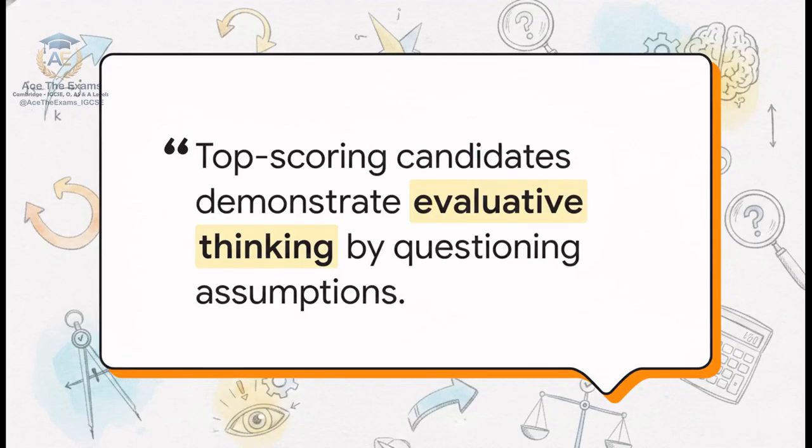Because, as the reports say, top-scoring candidates demonstrate evaluative thinking by questioning assumptions, considering different perspectives, and justifying decisions with evidence. Higher-order assessment objectives demand that you evaluate alternatives and always check your vector calculations. This quote beautifully summarizes what it takes to move from a basic descriptive level through analytical all the way up to an evaluative level. Top-scoring candidates don't just blindly trust their calculators. They question the assumptions, consider the evidence, and make justified recommendations based on real physics.